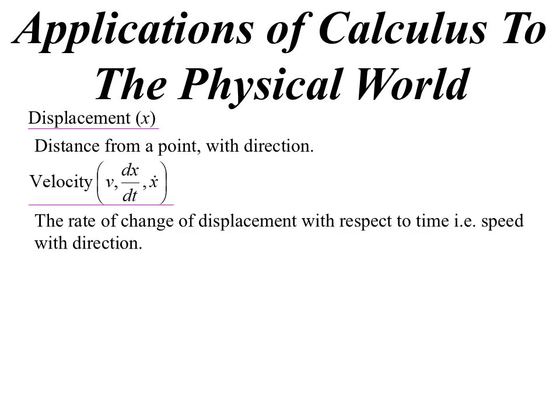Velocity is the rate of change, so v is a logical one to use. dx/dt, the rate of change of x with respect to time. Then there's the dot notation. This is Newton's notation, and we tend to use the dot notation when we're talking about motion problems, the mechanics problem. So x with one dot is the first derivative, and that's the rate of change of displacement with respect to time. In other words, speed, but now we're saying which direction we're going in, positive or negative.